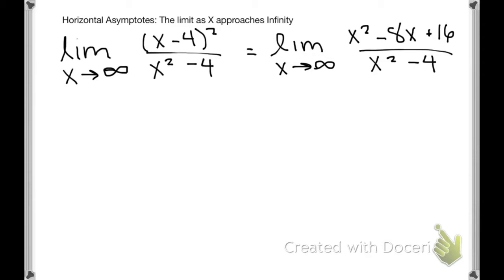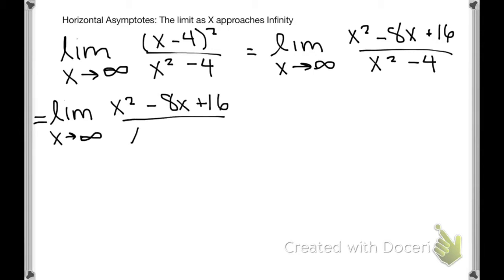Now we're going to use a theorem that states that if r is greater than 0 and is a rational number, then the limit as x approaches infinity of 1 over x to the r is equal to 0, which means that we can multiply our function by a fractional form of the x with the highest power. Since we have to multiply by 1, we're going to do this to both the top and the bottom of our function.